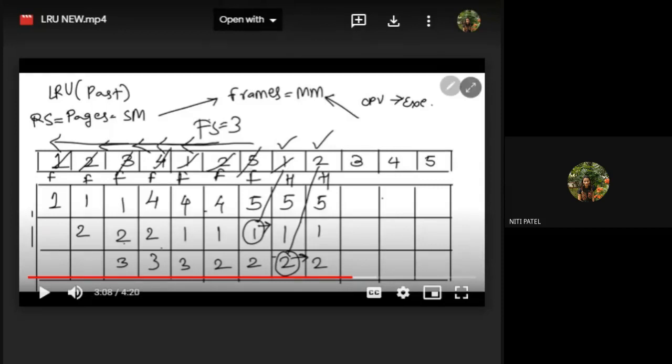Okay. It may happen for the same thing with respect to 2 also. But I did not consider the recent hit. I went in the past faults and I checked from the past faults. If it is coming from the past faults, I can replace. Okay. Yes, okay, ma'am.